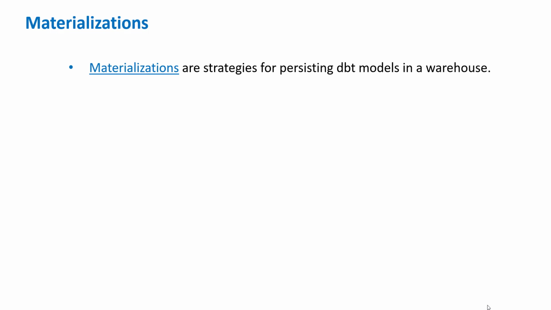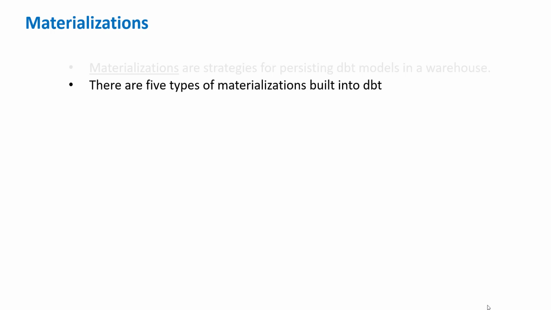Materializations are strategies for persisting DBT models in a warehouse. As we all know, DBT doesn't store any data. It just does the transformation and it stores the data back to your data warehouse. For our tutorial, we have seen DBT doing a lot of transformation and pushing data back to Snowflake. How to store the data is called materialization.